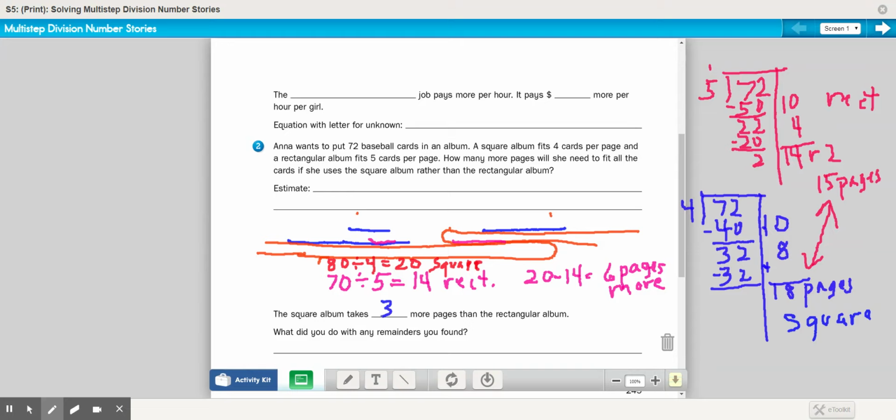And then it says, what do you do with the remainder? Any remainders you found? Well, you have to put them on a page. So you need an extra page. You need one more page than our answer of 14. We needed 15 pages because we had 2 extra cards, and you place them on another page.